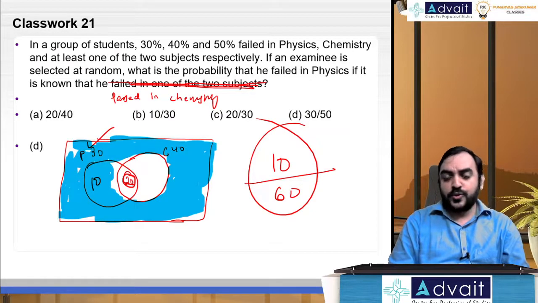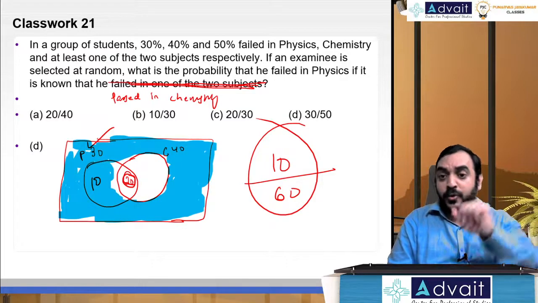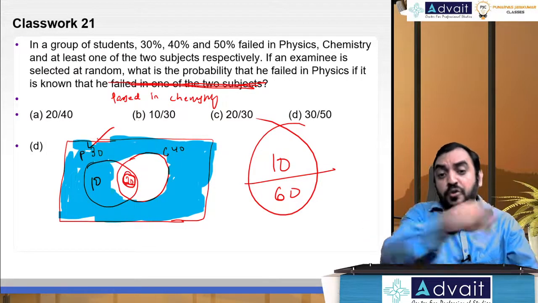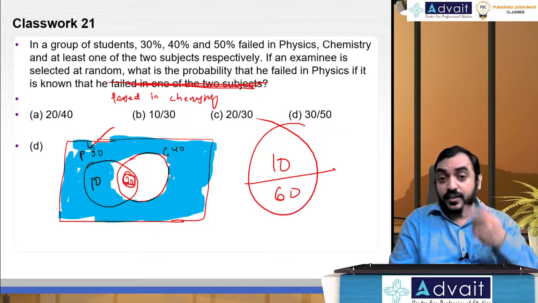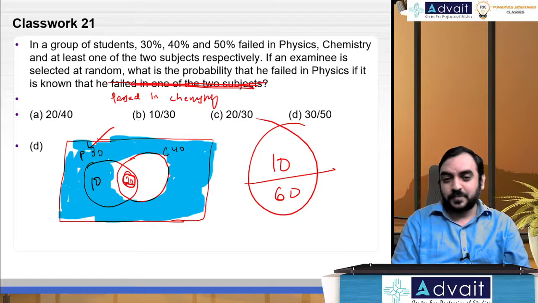I hope you are able to get this one. You should not include those 20 people. Many people told 30. 30 includes those 20 people also who failed in chemistry, but it's given they passed in chemistry. So those 20 people cannot come.